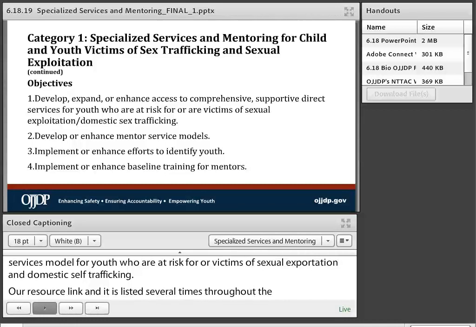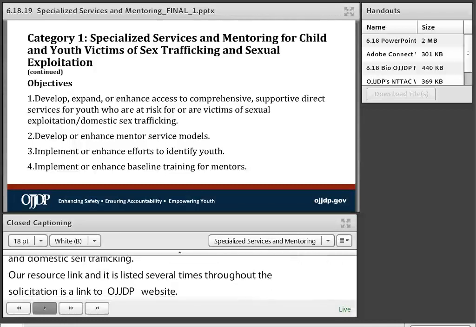And then in the other two categories, if you are selecting those categories and if you are looking to use a mentoring service model, that resource will be a tremendous tool for you. Again, I'll cover that again in case it's missed, but it's also in the solicitation.